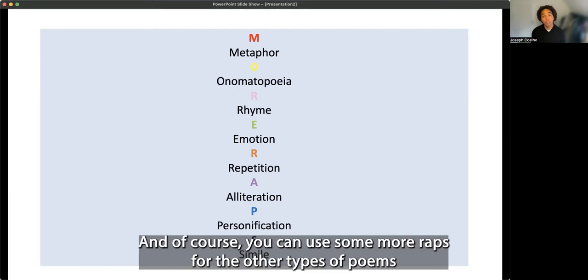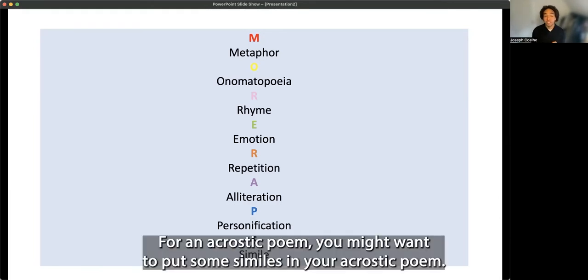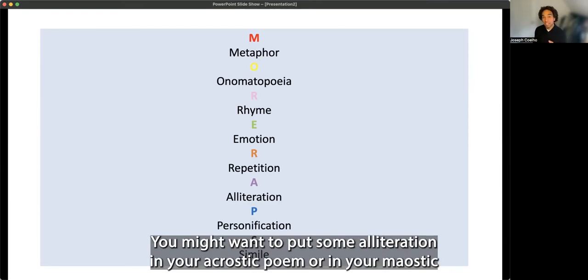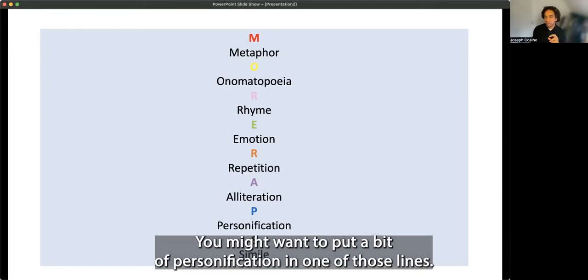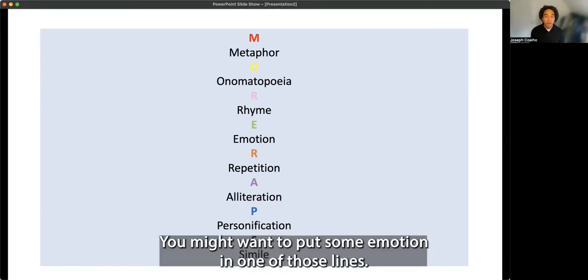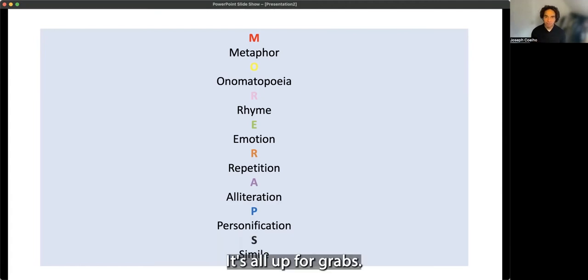And of course, you can use the MORE apps for the other types of poems we've done as well. For an acrostic poem, you might want to put some similes in. You might want to put some alliteration in your acrostic poem, or in your meiostic poem, where we had the word going down the center of the page. You might want to put a bit of personification in one of those lines. You might want to put some emotion in one of those lines. It's all up for grabs.